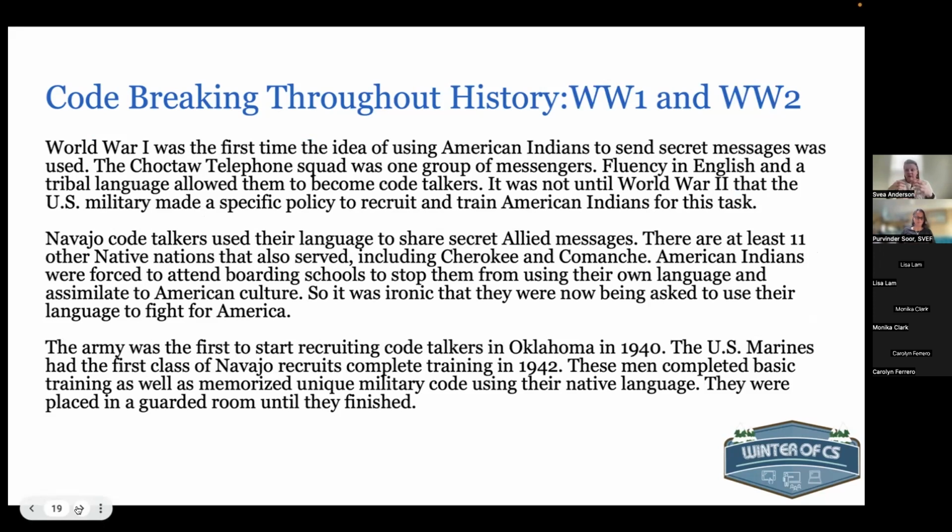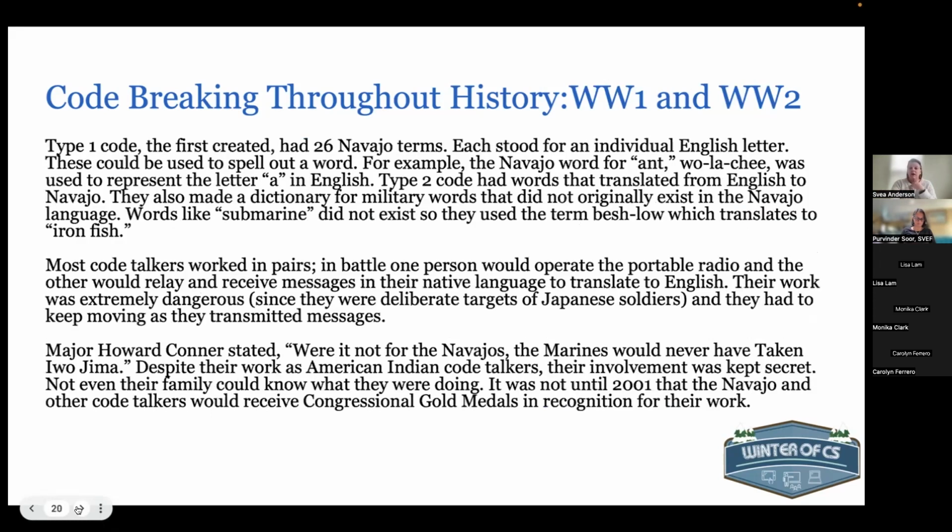The Navajo language is very complex. Being able to use the language, the gentlemen from the tribe, knowing their culture and language, were able to send messages back and forth, which was really amazing. And then also how it worked, right? How the code talkers would relay the messages back and forth.